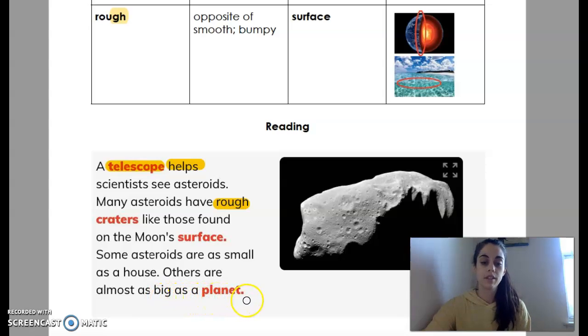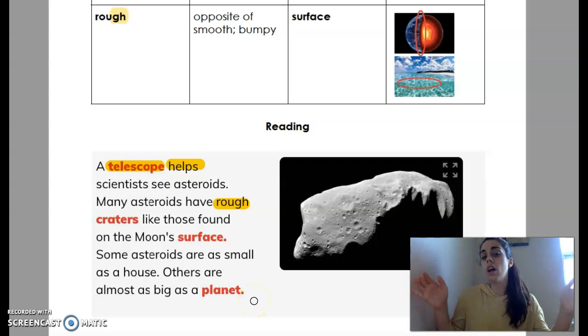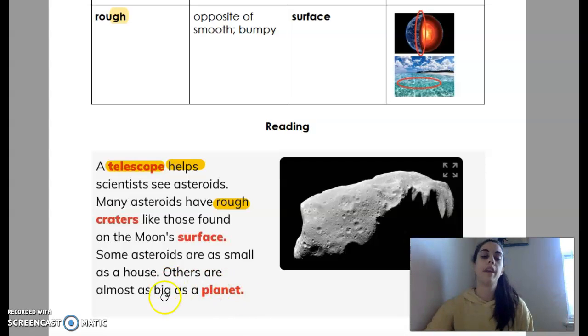Okay, so we see that there's asteroids with many different sizes. Some are as small as a house, others are almost, casi, as big as a planet. Okay, now we're going to read the text again. This time I want you to read with me.